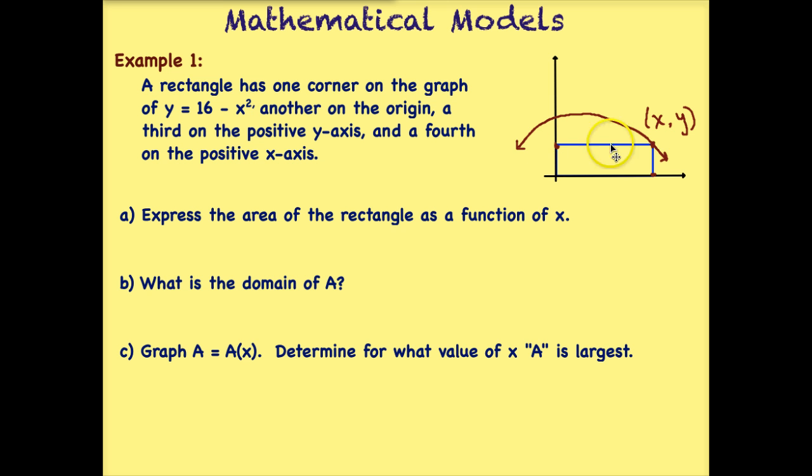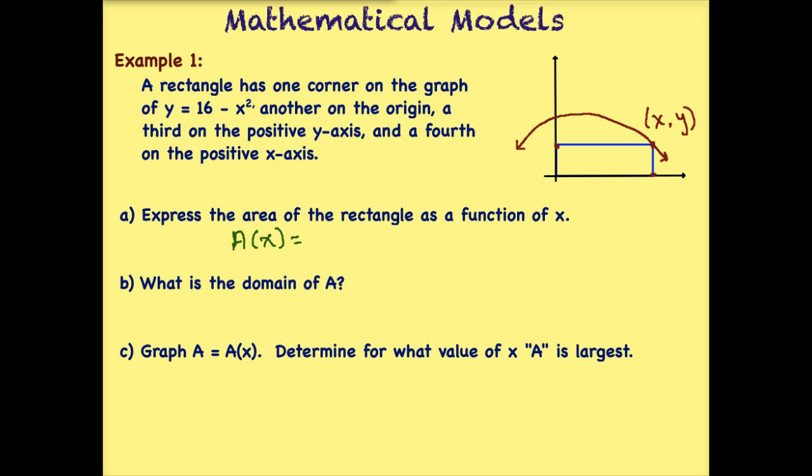Over here on the right, you can see our rectangle has one corner here where that red dot is on the y-axis, another corner here where this red dot is on the positive x-axis, and then the third corner is here on that function. And here's a representation of perhaps what y equals 16 minus x squared would look like. So for part A, we want to express the area of the rectangle as a function of x. So that means we want to have this as A of x. So our independent variable is x, and our dependent variable is A. We don't want any other variables in there. So how are we going to get to this point?